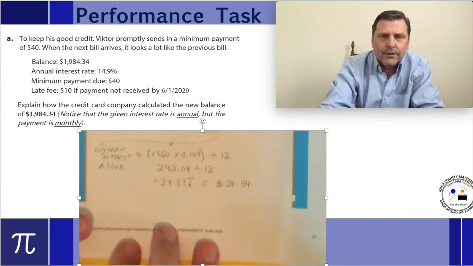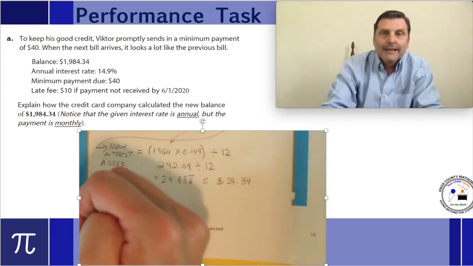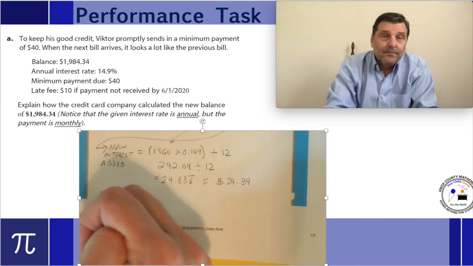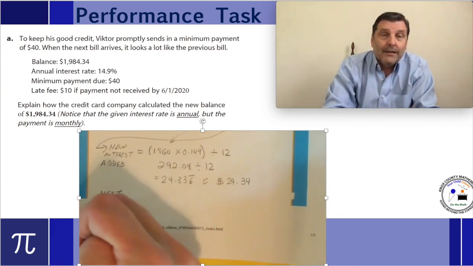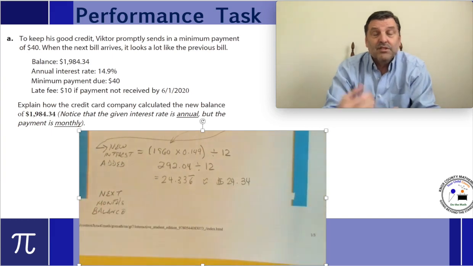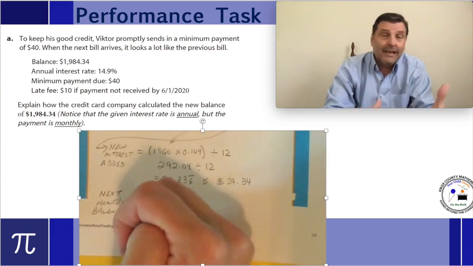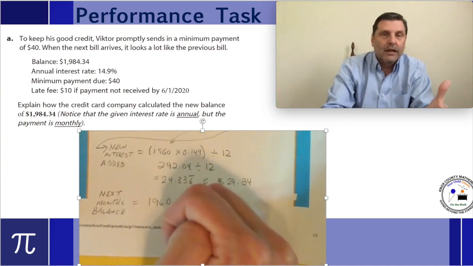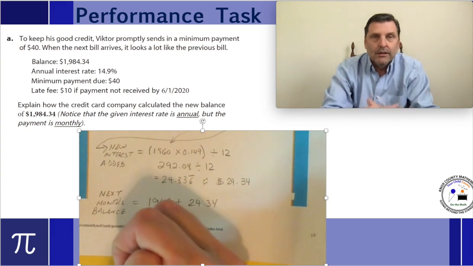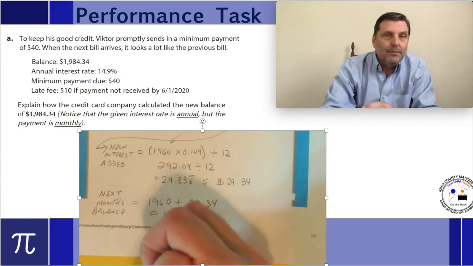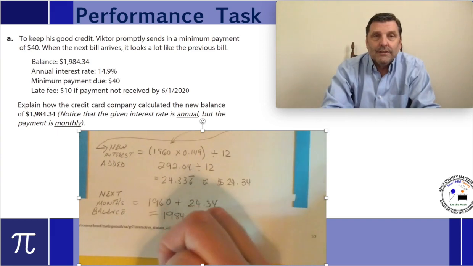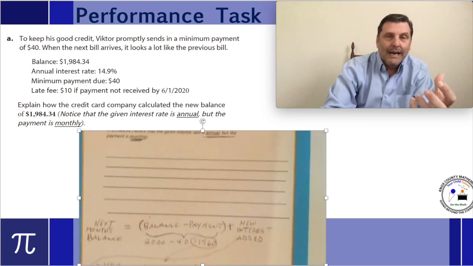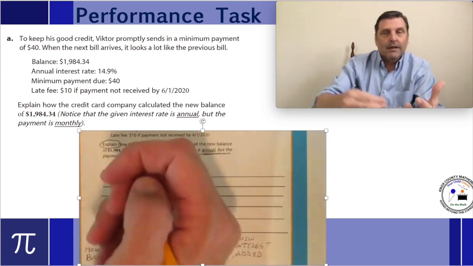So $24.34 of interest that we have to add on to how much he still owes. So how much does he still owe? He owed the $1,960. So his next balance amount is that $1,960 plus the amount of interest we just figured out, the $24.34. Put that together, and his new balance is going to be $1,984.34. So the balance, take away the payment, add the interest.